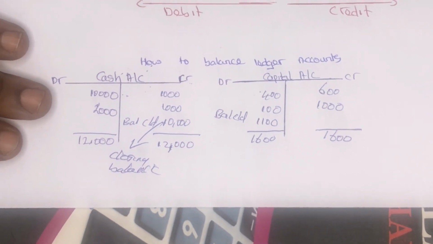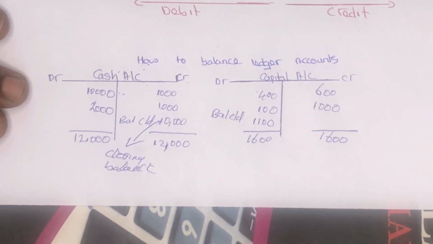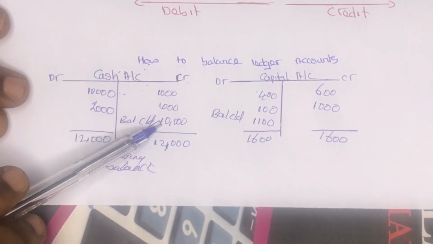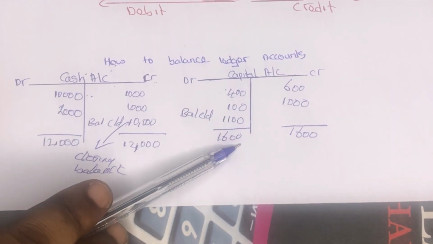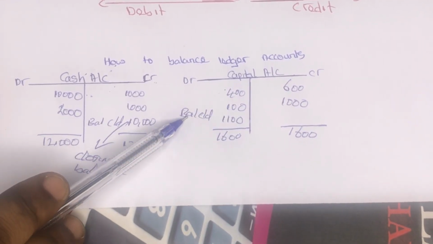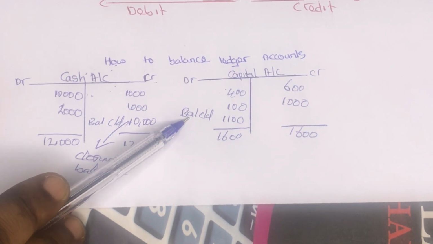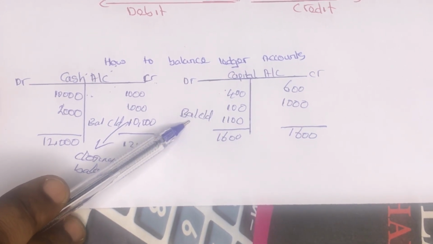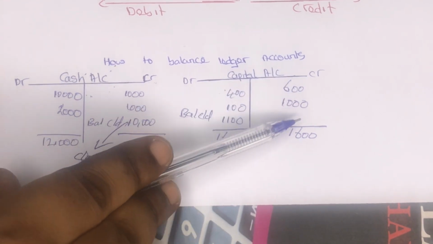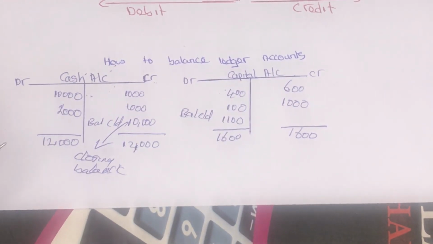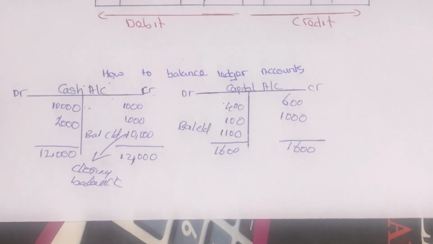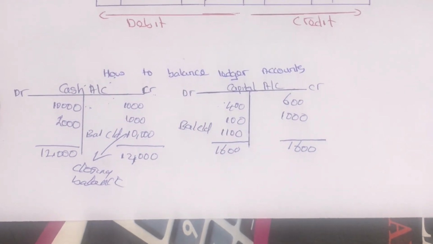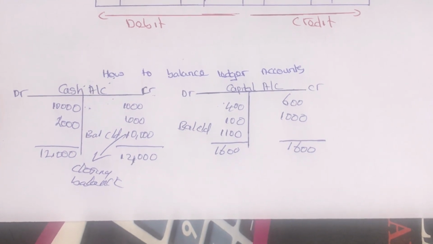So looking at these two accounts, you see that in the asset account, the closing balance is at the credit side, and with the liability account, the closing balance is at the debit side. Please always take note, because this one has a credit balance and this one has a debit balance. So always take note of some of these small things when doing your ledger account or when posting.